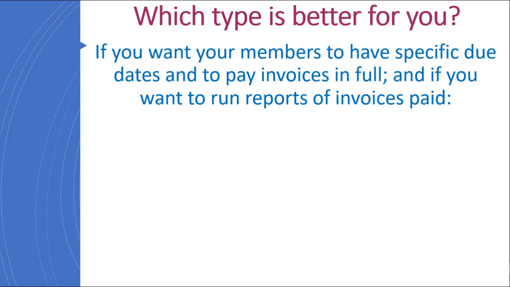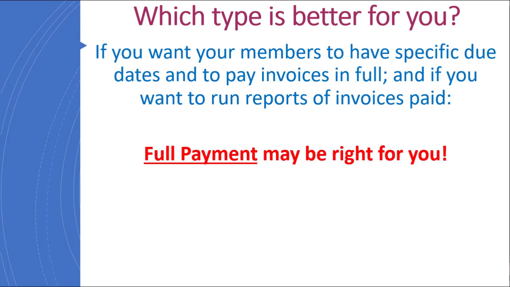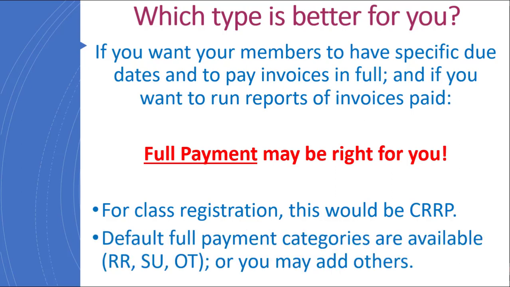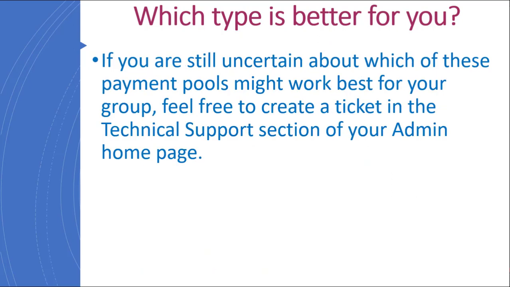If you want your members to have specific due dates and to pay invoices in full, and if you want to run reports of your invoices paid, full payment may be right for you. For class registration, this would be CRRP. And for groups that don't do classes, there are already default payment categories set up, RR, SUOT, and you may also add others if you wish.